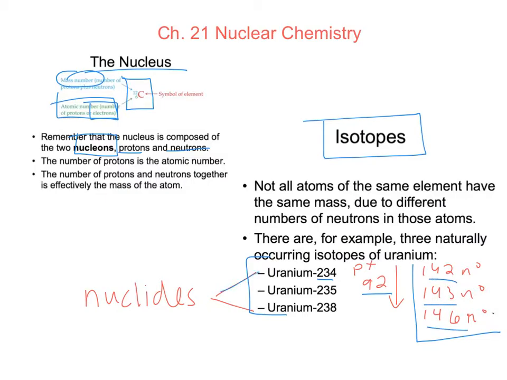We call these nuclides. Now, nuclides is a fancy way of saying nuclei, which is the plural of nucleus, nuclei that have their own specific amounts of protons and neutrons. So, own specific amounts of protons and neutrons, they're called nuclides.